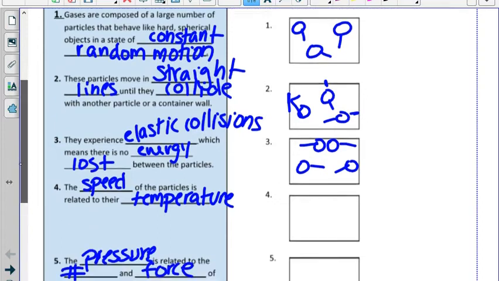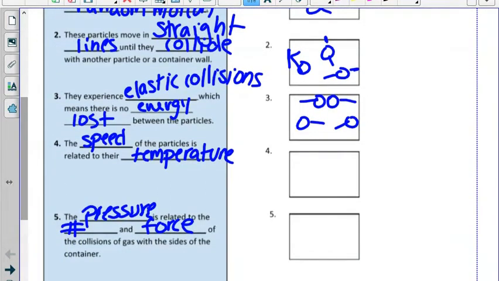Same thing with gases. Then number 4, we said the speed of the particles is related to their temperature, right? The hotter it is, the faster they're moving, the more collisions they're going to get. And the fifth part of this theory is that the pressure is related to the number and force of the collisions. So the more particles you have, the harder they hit the walls, the higher the pressure is going to be.